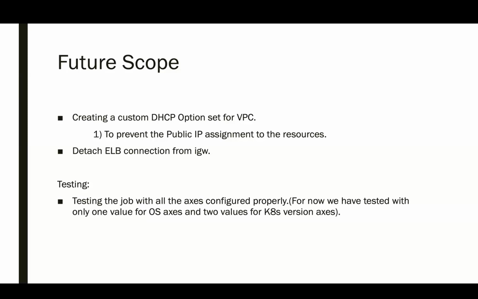And the first of the options, the custom DHCP option, the work is currently going on for that part. And then on the testing side, we have to configure all the access properly. For now, we have not tested the complete matrix that was shown there. So we need to test the complete matrix with all the possible values. For now, we have tested it with Ubuntu 20.04 with different versions of Kubernetes. So we need to test the other versions also with the Kubernetes version, and we need to have a full compatibility matrix there. So this is to be taken care of on the testing side in the future scope.